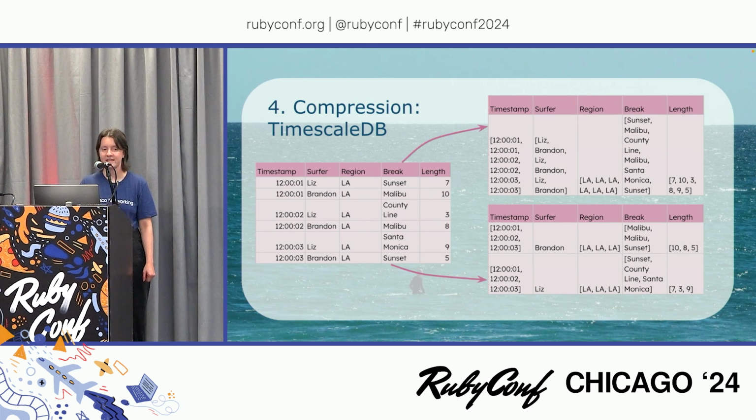Consider the uncompressed surf data on the left. Each data point contains a single wave surfed by either of our 2 surfers, Liz and Brandon. The top right table shows this data compressed into a single data point. This preserves all of the original data while restructuring it into a format that requires less memory to store. According to TimescaleDB's documentation, this can compress the size of data by as much as 90%.